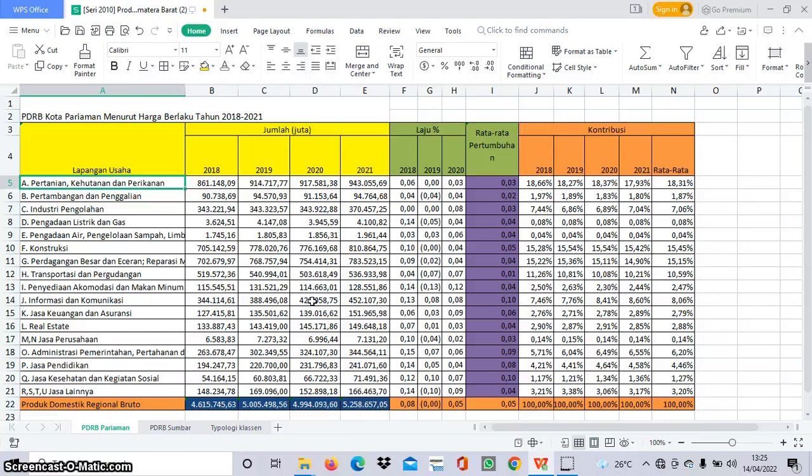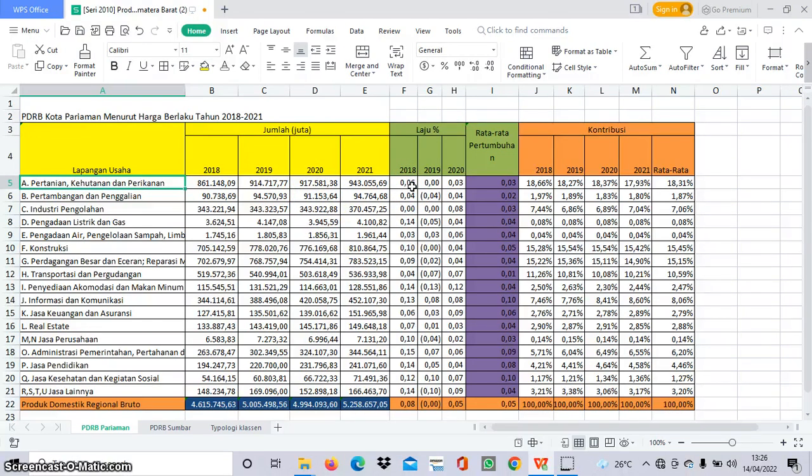First, we look at the GDP of the city of Pariaman. Now, from the table, we can see that there are business files, GDP from 2019 until 2021, growth rate in percent. Growth rate and the contribution, they grow. The 2018 growth rate is obtained from 2019 minus 2018, and so on with 2019 and 2020.